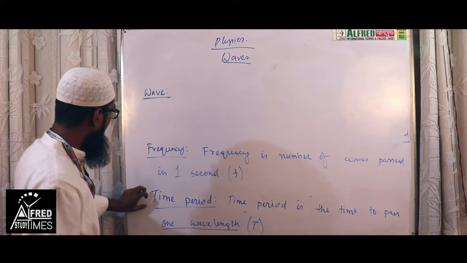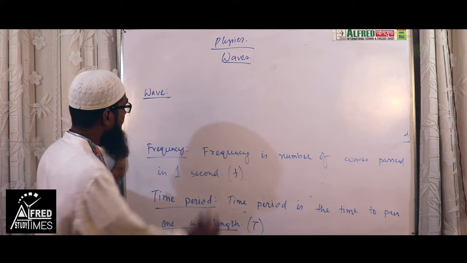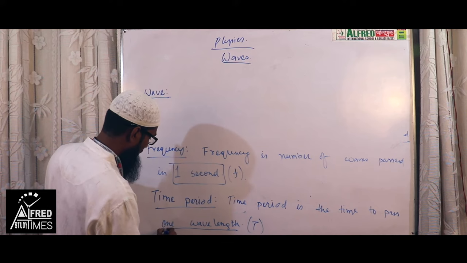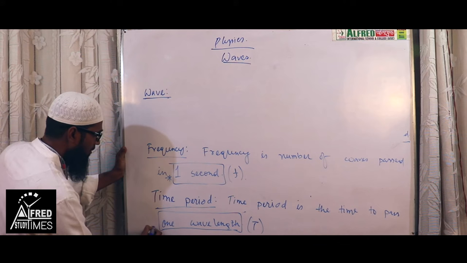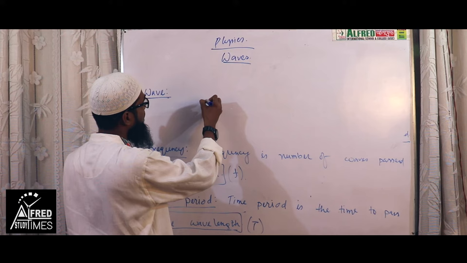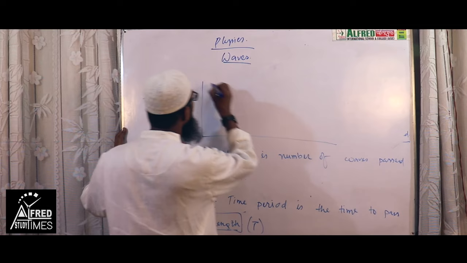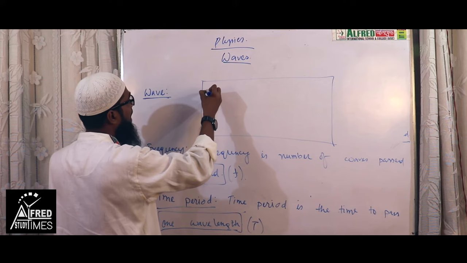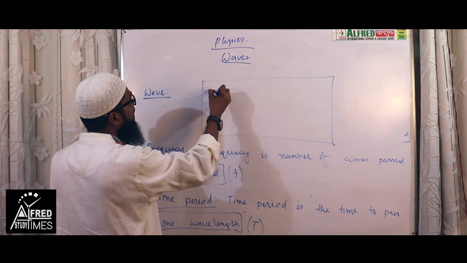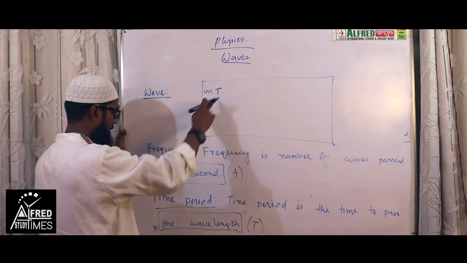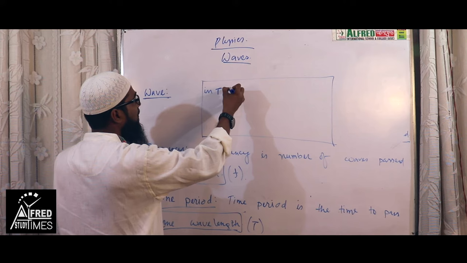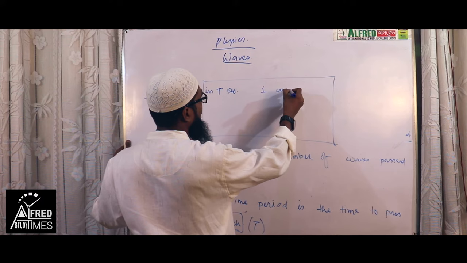Time period and frequency have a relation here, and I want to relate them. It is 1 second and it is one wavelength. If we go to the unitary method, we can write it in a box here. In T seconds, capital T, the symbol of time period, one wave is passed.